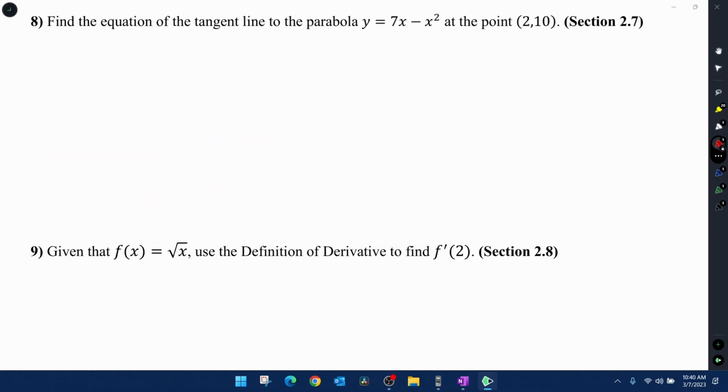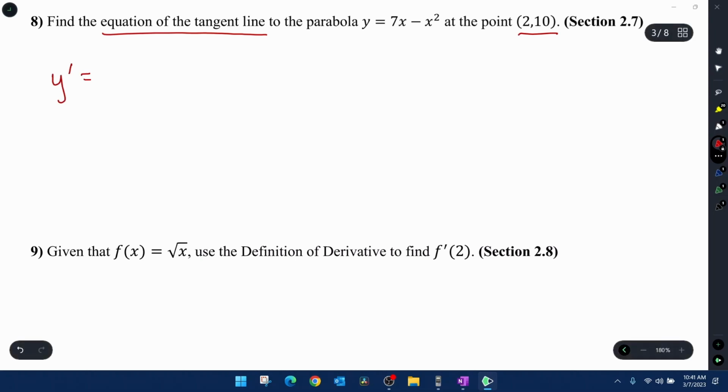Next, find the equation of the tangent line. Notice that they did give me a point. What is the only other thing I need to write the equation of a line? I got to have the slope, right? And so to get the slope of the tangent, we need to find the derivative. So we're going to have to find y prime. Luckily, this equation is just a simple polynomial. And you can use the power rule repeatedly to crank out the derivative. That would be 7 minus 2x.